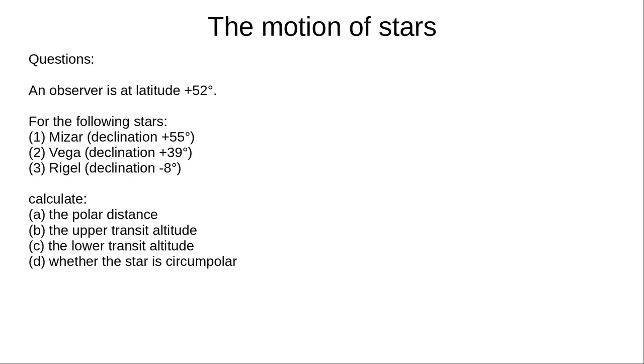Try the following questions. For each star, calculate its polar distance, upper and lower transit altitudes, and whether the star is circumpolar. The observer latitude is plus 52 degrees, or 52 degrees north, and the stars are Mizar, declination plus 55 degrees, Vega, declination plus 39 degrees, and Rigel, declination minus 8 degrees. Pause the video now to try them.